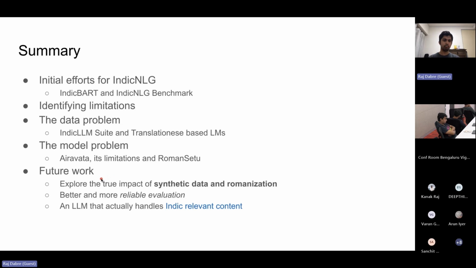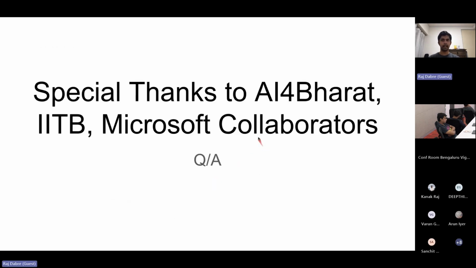And in the future, personally, I'll be exploring the true impact of synthetic data and romanization. It's ongoing work. I also want to think about a better and more reliable evaluation mechanism. And also, at the end of the day, of course, the dream is to have an Indic LLM which handles Indic relevant content. So that's the end of my talk.